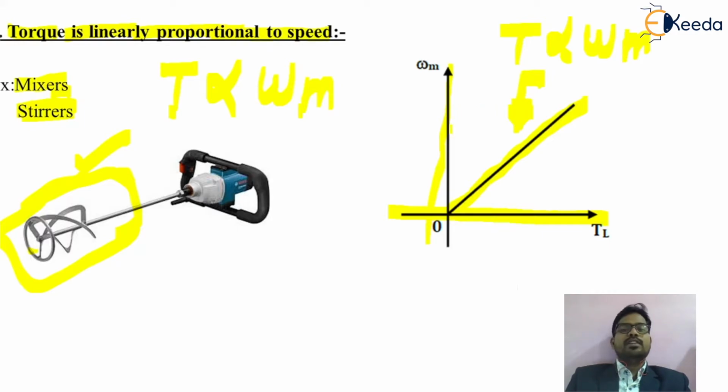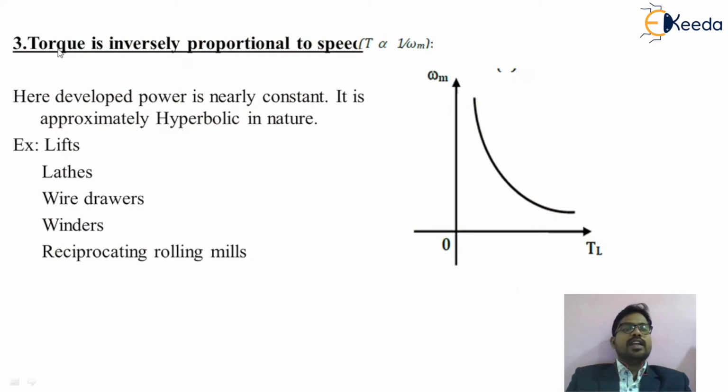So this will be the second important parameter in concern with the load torque. After that, we will discuss the third type of torque, in which the torque is inversely proportional to the speed.